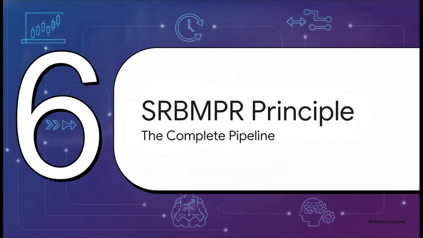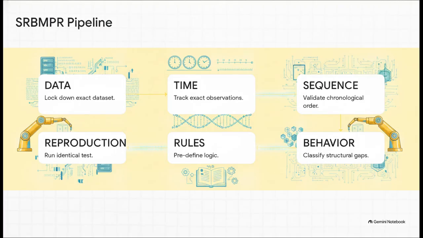Finally, Section 6, the SRBMPR principle. This is where we look at the complete pipeline. Let's see how this all builds into a beautifully rigid assembly line. It starts with data, acquiring the absolute locked-in evidence. It then moves to time, anchoring every single tick to a verifiable clock. Third is sequence, establishing that unbreakable chronological structure we talked about. Fourth is behavior, systematically categorizing every single movement.